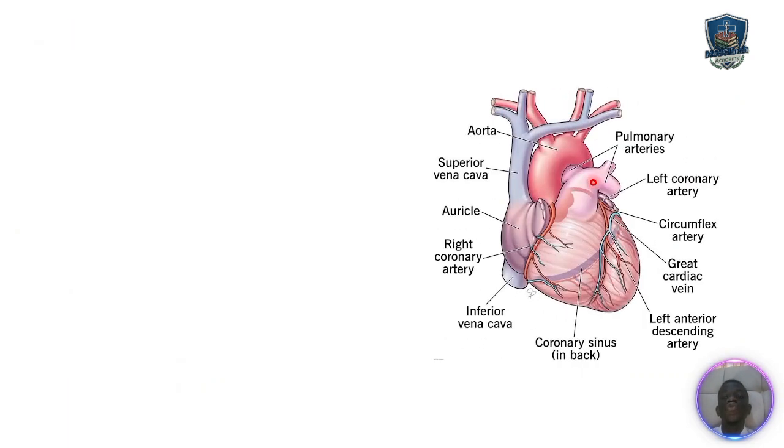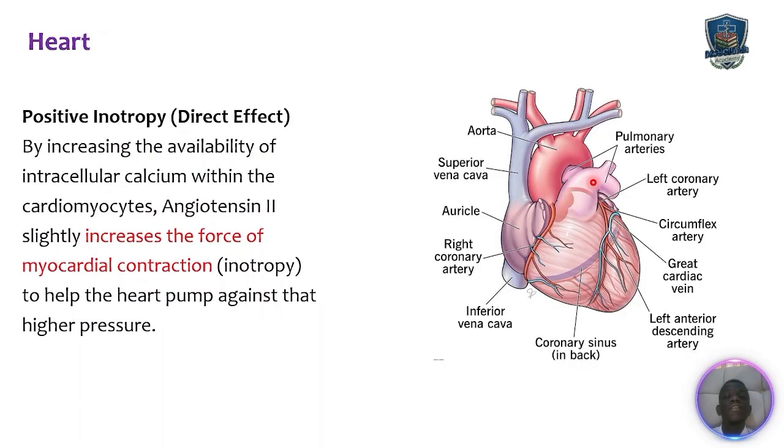Now, let's go to our heart. Angiotensin 2 also has an impact on the heart. How does it impact the heart? Angiotensin 2 has a positive inotropic effect on the heart. When you hear the term inotropic effect, I hope you know what I mean. If you don't understand, please go watch our previous episode, where I explained the terms inotropic, dromotropic, and chronotropic. If you don't understand those three terms, please watch our previous episodes.